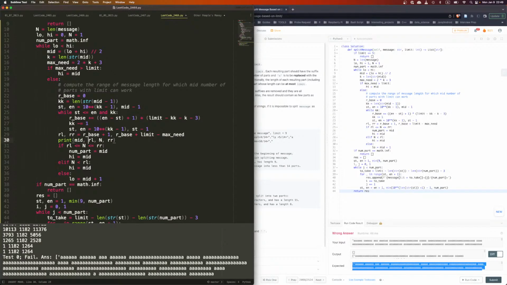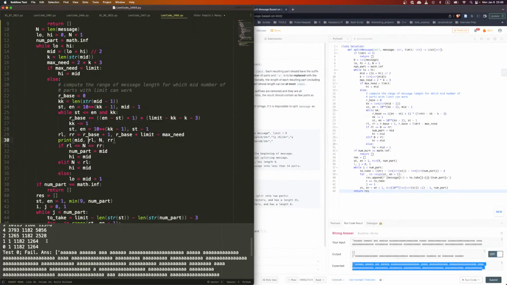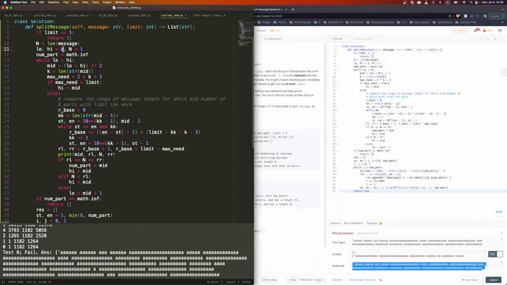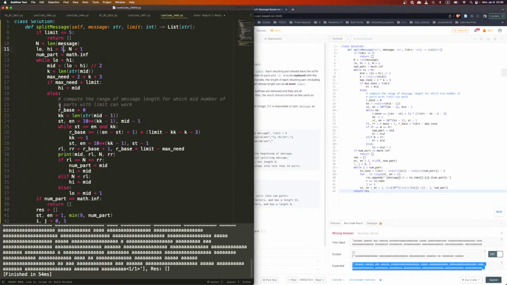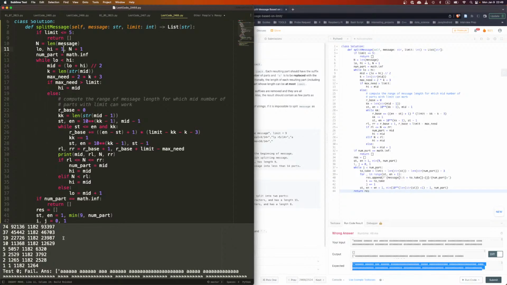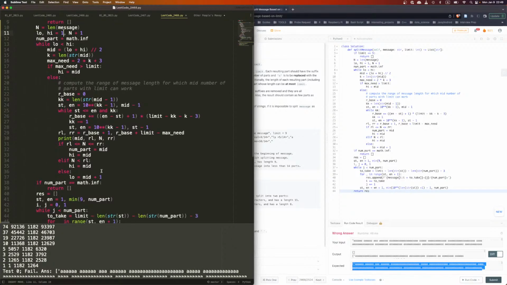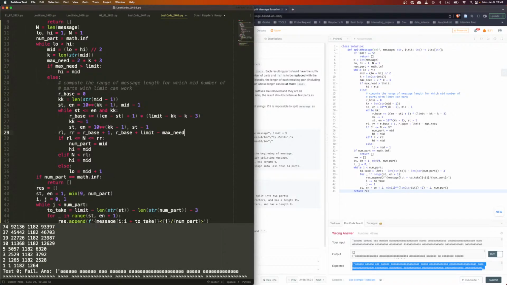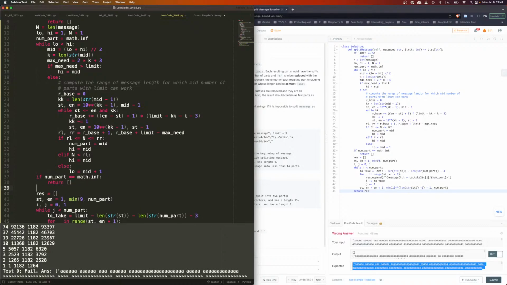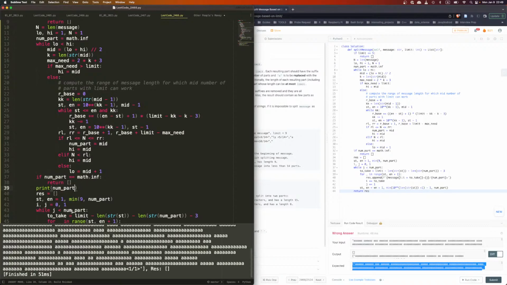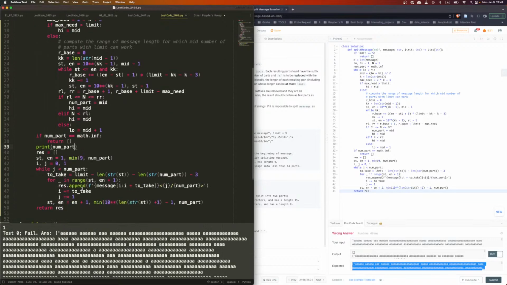Mid. Ooh, we go down to 0. Go down to 1. Okay. Now num part is 1. Okay, now we go down to 1. Now the problem is different. See, num part is 1.